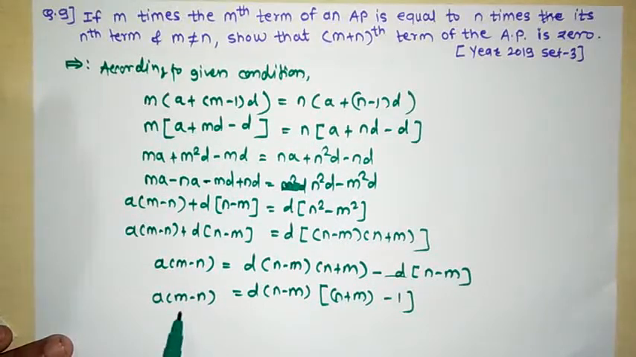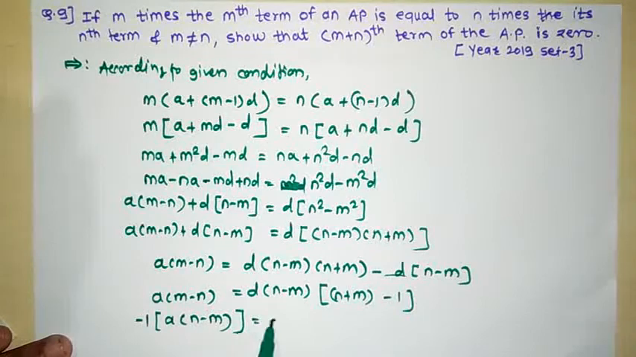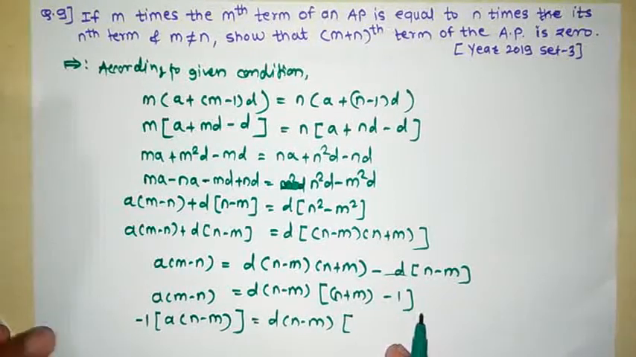Now see here, from the left hand side we have to take a minus 1 common to make it n minus m. Therefore taking minus 1 common, what will remain? a into it will become n minus m. Change the signs of the terms in the bracket. It will become n minus m, which is equal to d into n minus m, and in the square bracket n plus m can also be written as m plus n minus 1.